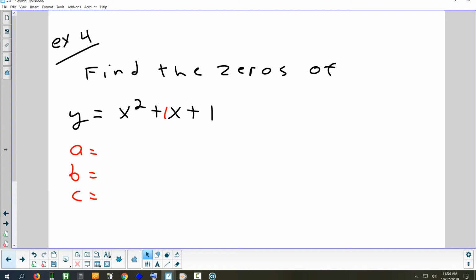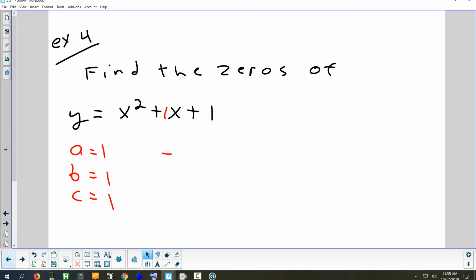But it would be a very long way to do this problem. But yes, and we'll do one that would be what you just said, but not for this one. All right, what's A here? 1. B? 1. C? 1. Okay, A, B and C are all 1.